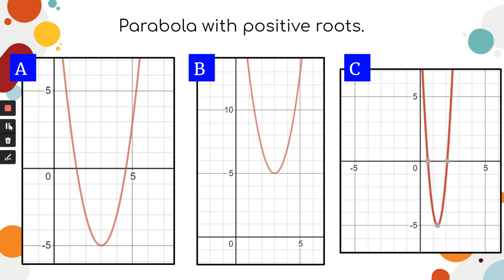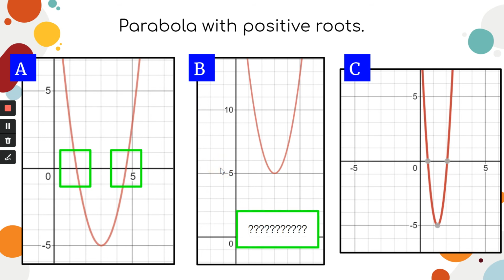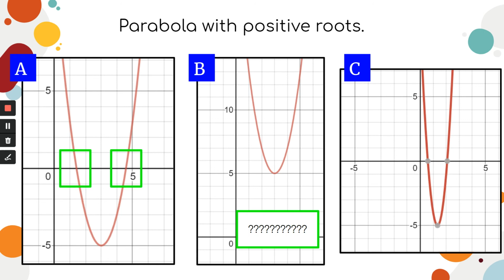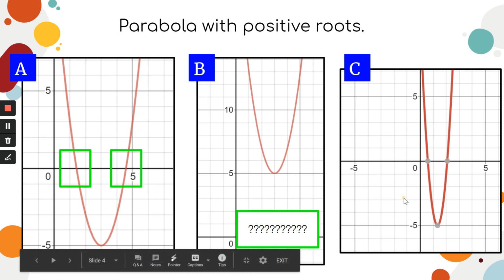All right, a parabola with positive roots. So let's take a look at A. Here are the roots. I can see one is in between 1 and 2, positive, and the other one is almost 5. So those are both positive. B. Where are the roots? It doesn't seem to intersect on the x-axis. So this one doesn't have any roots or zeros.